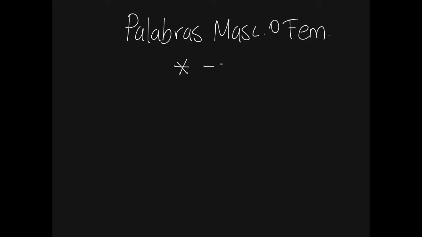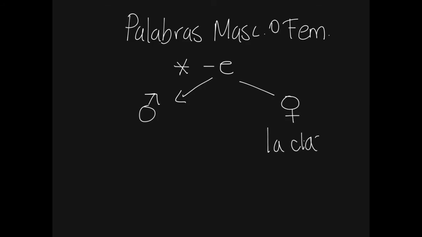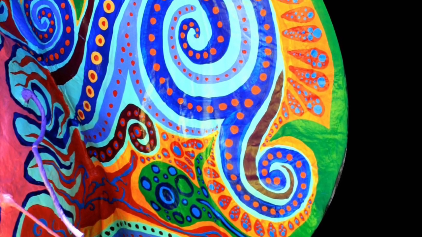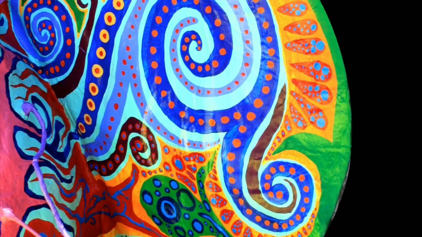So for the words that end in E, you're going to have to memorize them because they can be either masculine or feminine. The most common ones, for instance, la clase and el arte. Remember that all these rules are simply guidelines, and they also have exceptions. So as we learn more, we're going to learn which are exceptions to each of these rules. And that's it for today.